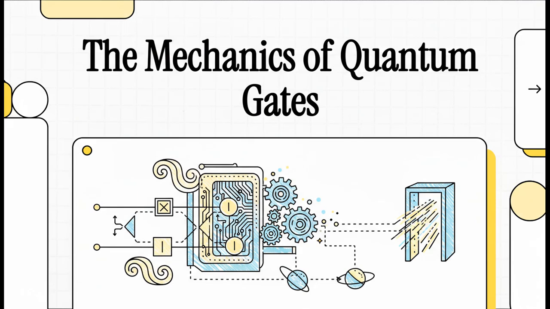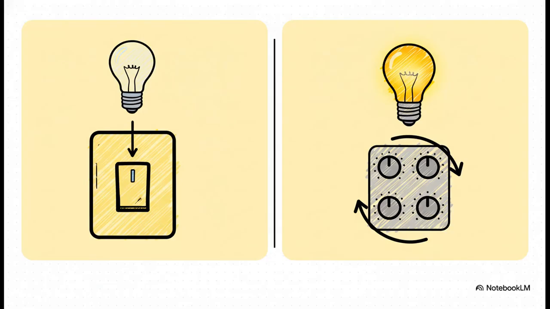All right, let's dive right into the heart of quantum computing. Today, we're talking about the fundamental building blocks that make the whole thing work, quantum gates. So to really get our heads around this, let's start with a super simple comparison. You know how a normal computer bit works, right? It's just like a light switch. It's either on, a 1, or it's off, a 0.